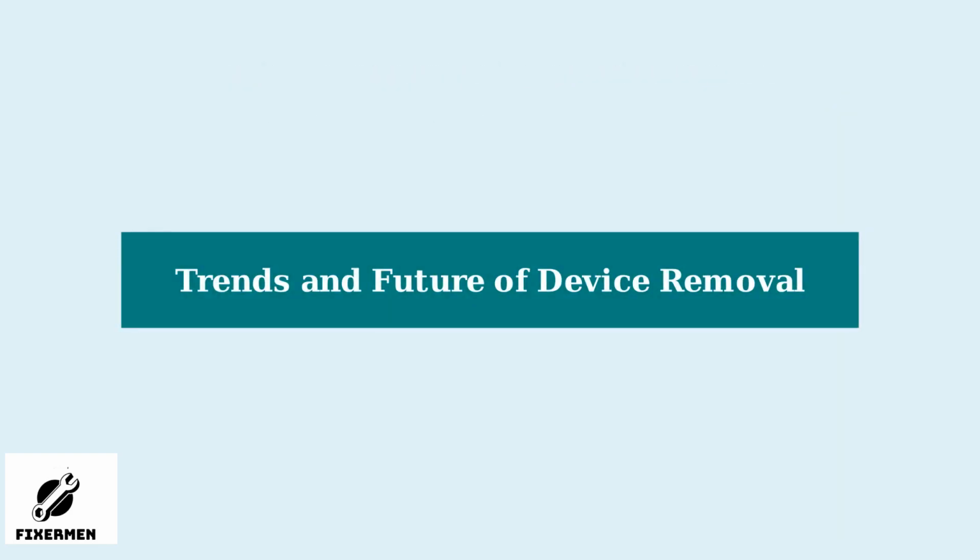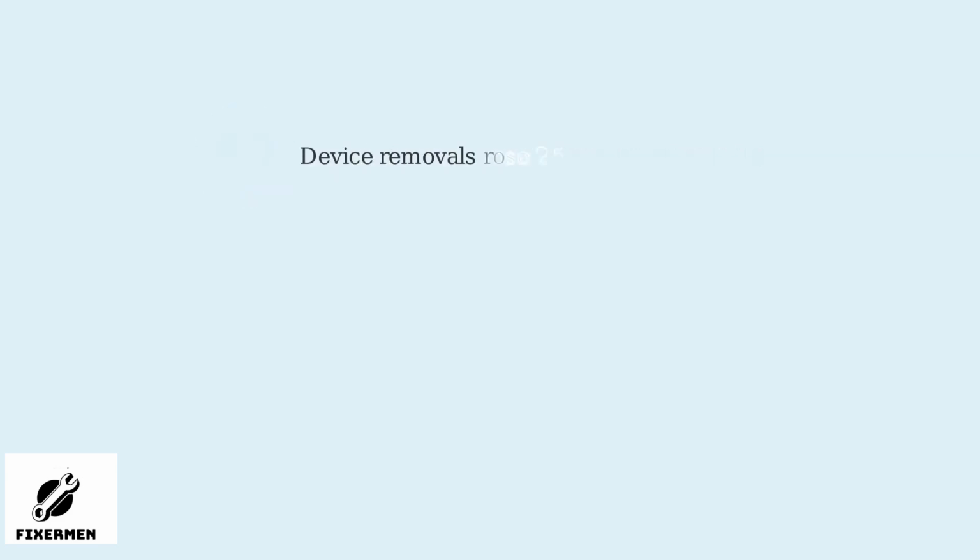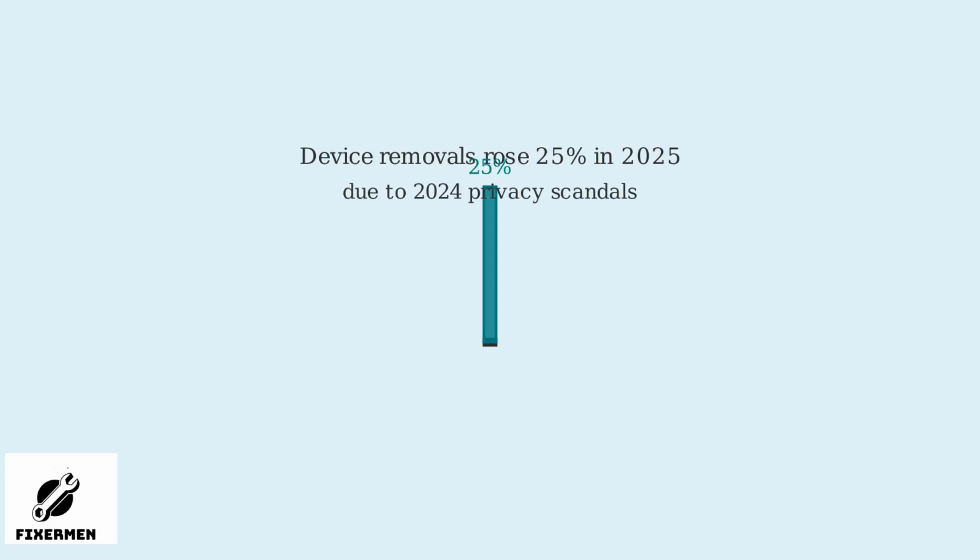User-driven privacy actions are on the rise as people become more conscious of their digital security. This shift is driven by growing awareness of surveillance ethics following privacy scandals in 2024. Specifically, device removals increased by 25% in 2025, largely due to heightened concerns about data privacy following major breaches in 2024.